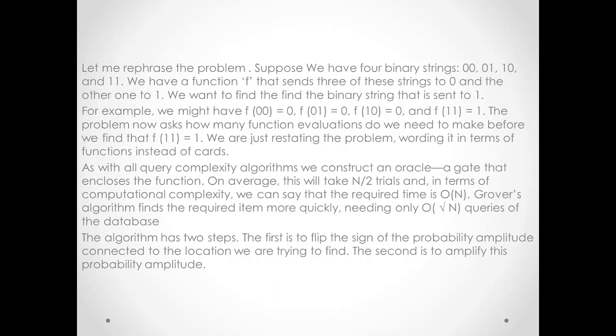In terms of computational complexity, for a classical computer the complexity will be of the order of n, but in Grover's algorithm, on the quantum computer, the complexity is of the order of root n queries. The algorithm has basically two steps. The first step is to flip the sign of the probability amplitude connected to the location that we are trying to find, and the second is to amplify the probability amplitude.